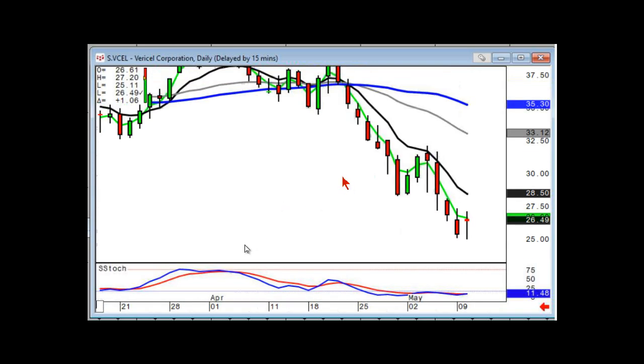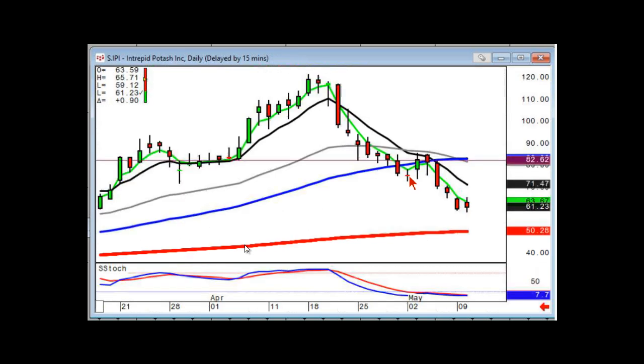Okay, now I forget what I was doing. B-cell, wave 1, wave 2, wave 3. So this definitely needs to open lower tomorrow. IPI, wave 1, wave 2, and what becomes more significant at this level?